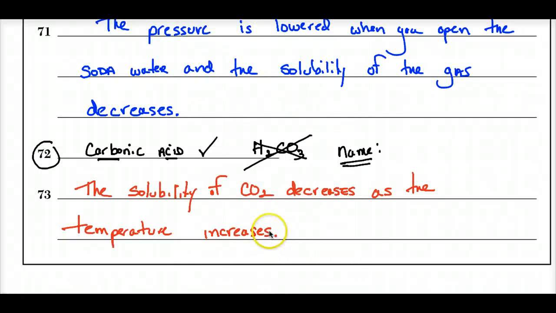So I write in the answer booklet, the solubility of CO2 decreases as the temperature increases, just like Table G shows you, like for ammonia, which is a gas. Okay, number 74.